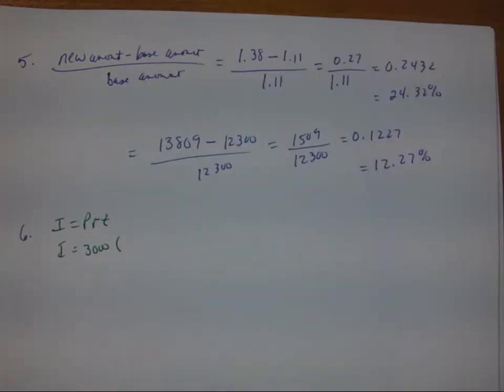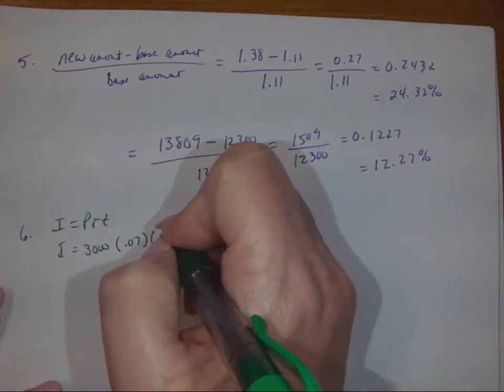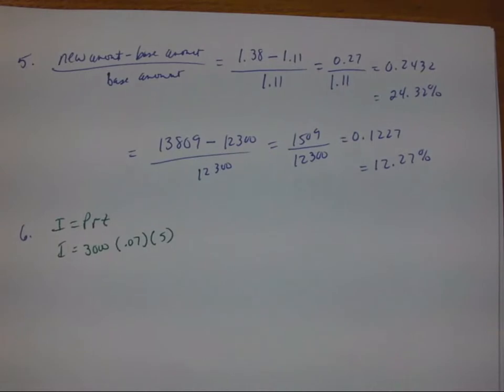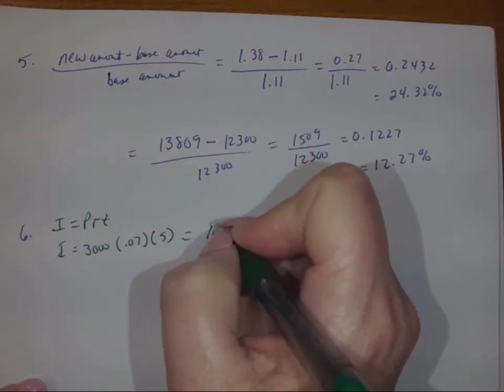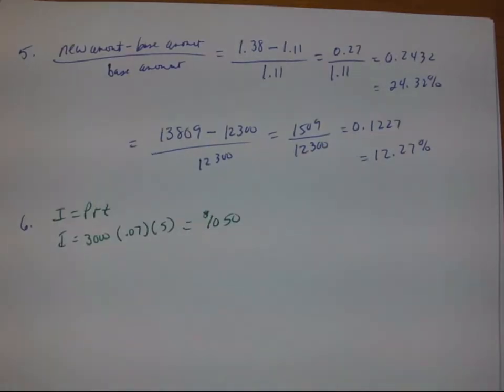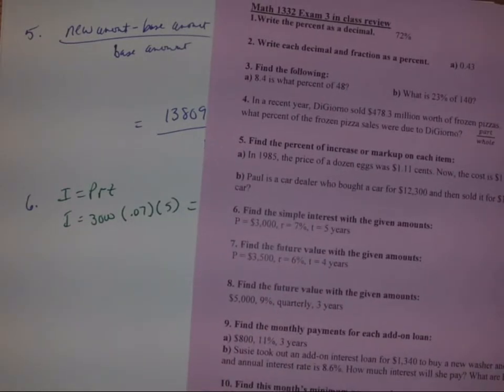Moving it to the decimal place, we get 0.07 times our T, which is 5 years, and the T always has to be in years. When you multiply that, you will get 10,050. All right, number 7, we are looking to find the future value with the given amounts.